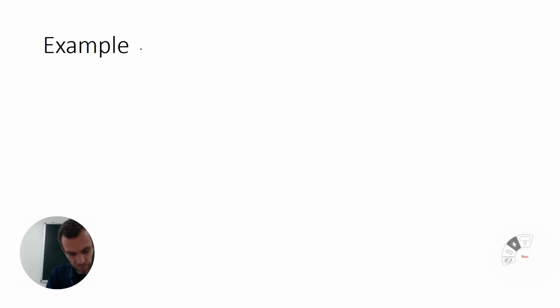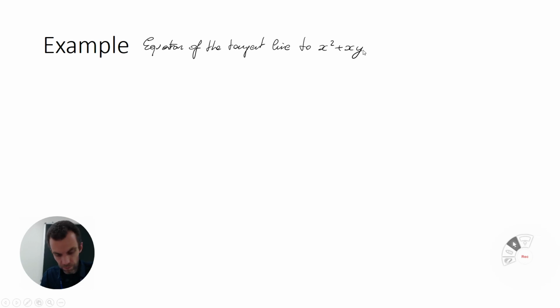For the example, we'll look at the equation of the tangent line to the curve x squared plus xy plus 2 times y cubed is equal to 4 at the point P, minus 2, 1.